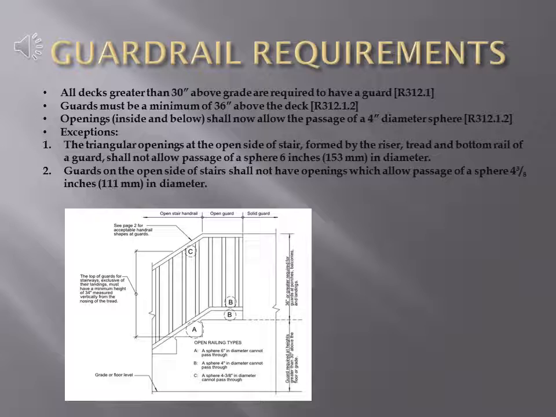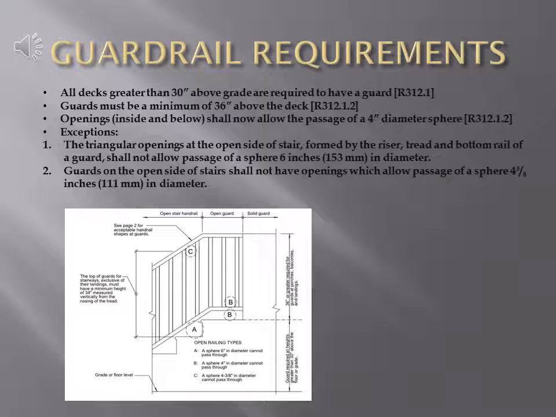IRC R312.1.2. Openings inside and below the guardrails shall not allow the passage of a 4-inch diameter sphere. However, there are two exceptions.